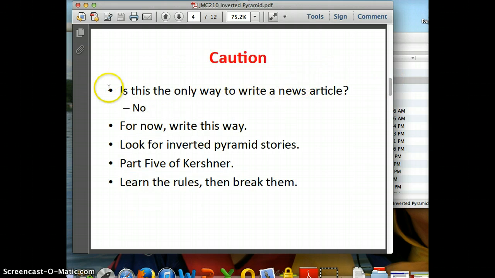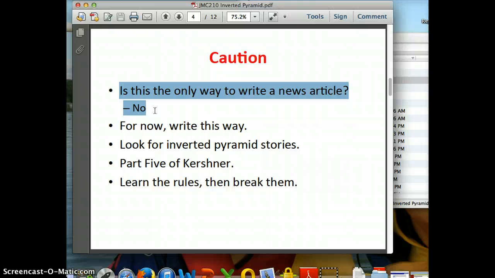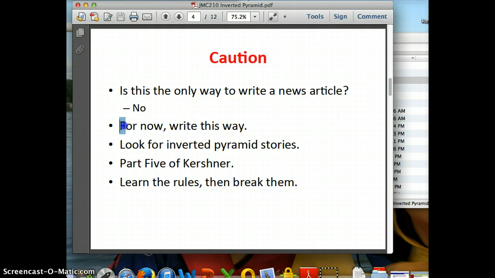Okay, caution. This is not the only way to write a news article. It's not the most interesting way to write a news article. It is the easiest way to write a news article, and that's why I want you to learn it. It's still used all the time. It's used by TV, by PR people, by news reporters. So it's very important to know how to tell a story using an inverted pyramid. But it's not the only way. But I want you to write this way for now. Once you get good at it, you can break the rules.